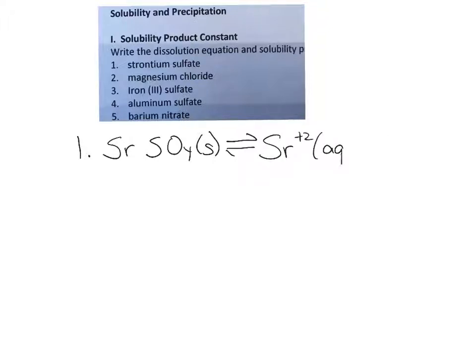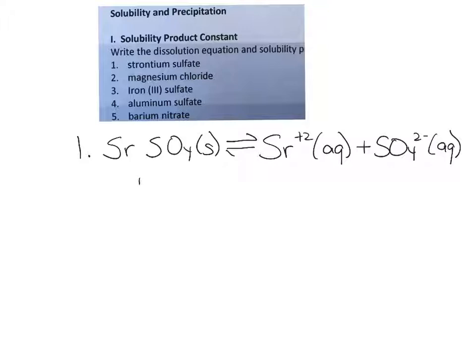So number one, first we have to know the formula for strontium sulfate, which is SrSO4. Again, this is assumed to be a solid salt that we put in water. Because it's at equilibrium, we do the double arrows, and it's going to dissolve into strontium ions, which are dissolved in water, so we put aq, and sulfate ions, charge of -2 or 2-. At this time, you can use that interchangeably. Either way means the same thing, charge of -2.